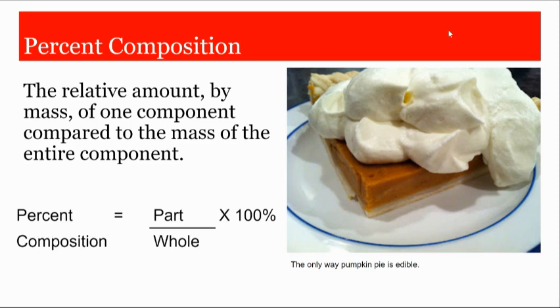So if we were going to find the percent composition of this pumpkin pie with whipped cream, then we would need to find the mass of the whole thing, the pumpkin pie and the whipped cream, and then perhaps the mass of just the pumpkin pie. In doing so, we would take the mass of the part, just the pumpkin pie, divided by the mass of the whole, the pumpkin pie with whipped cream, and multiply it by 100 to get the percent composition of pumpkin pie in this plate of pumpkin pie with whipped cream.